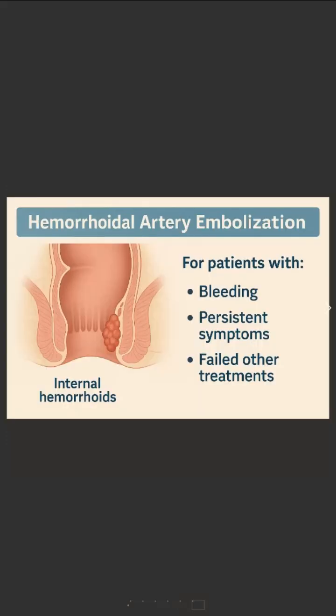Hemorrhoidal artery embolization is a relatively new but well-researched and effective treatment for bleeding internal hemorrhoids. This primarily is for patients with persistent symptoms that have been refractory to conservative management, or they failed other treatments such as internal banding or surgical removal.